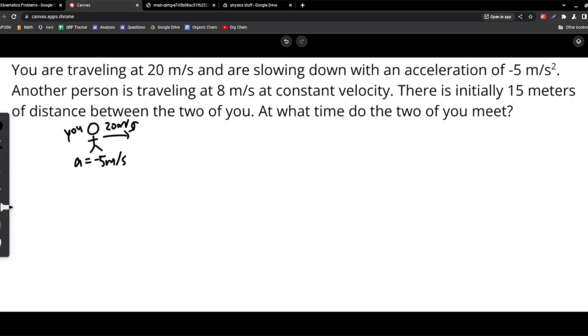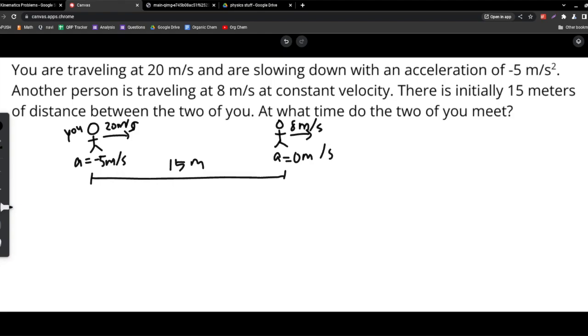And then this is the other person, and they are traveling at 8 meters per second at constant velocity, which means that they do not have an acceleration. So acceleration is 0 meters per second squared. And then the distance between the two of you is 15 meters. Just ignore the sounds in the background.